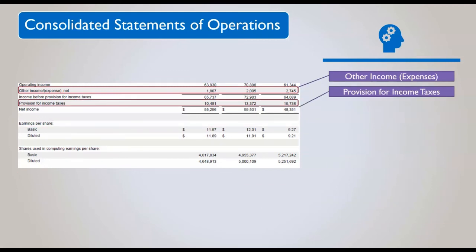We also see a line item for the provision for income taxes. This is an accrual for taxes that the company needs to pay and includes federal taxes, state taxes, since Apple operates in the United States of America, and foreign taxes. Total provision for the year was $10.5 billion.